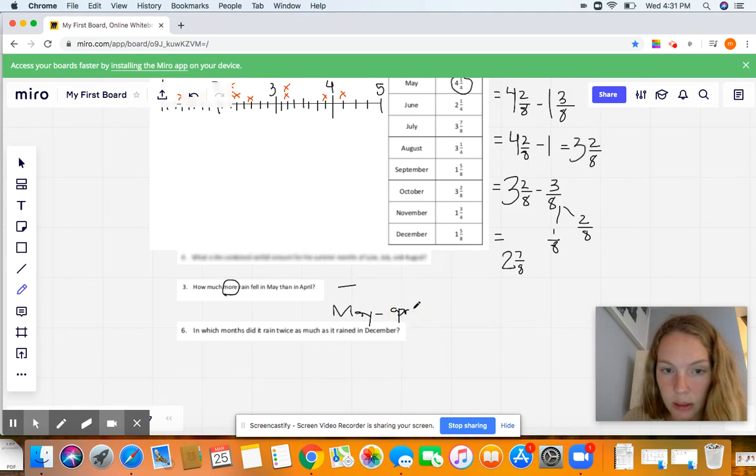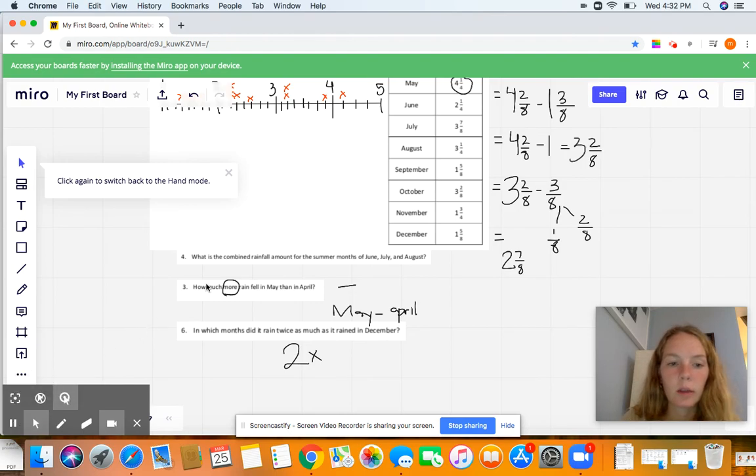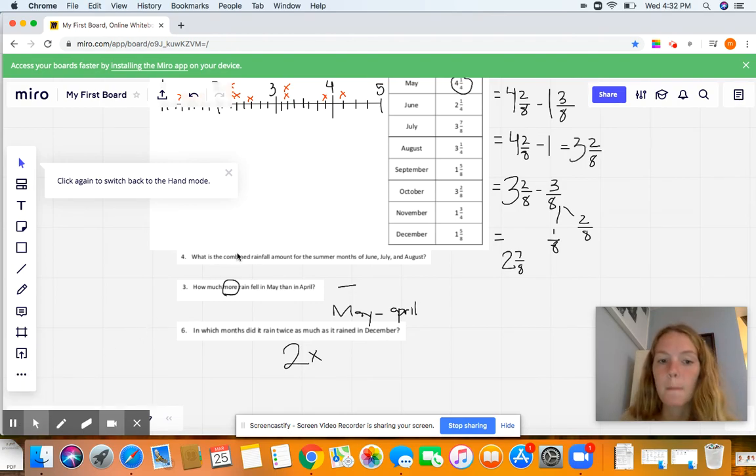Another type of question is, in which months did it rain twice as much as it rained in December? So if we're trying to figure out how much is twice as much, we could either add, or I think what's easier is if we multiply by two. Another question that was a little hidden here is, what is the combined rainfall amount for the summer months of June, July, and August? So if we're combining, we know that we're adding. So we're going to add the months of June, July, and August.